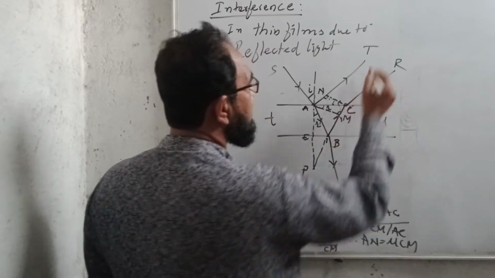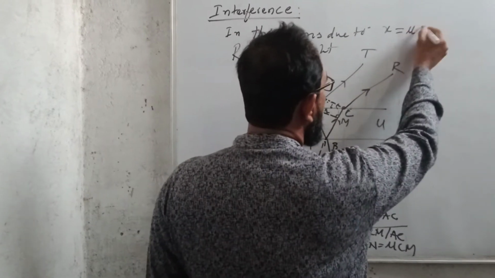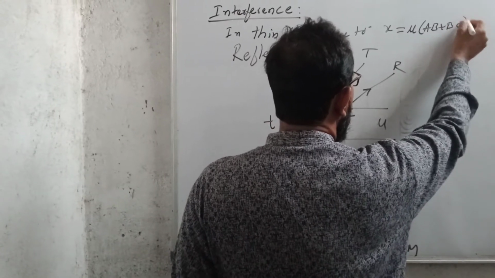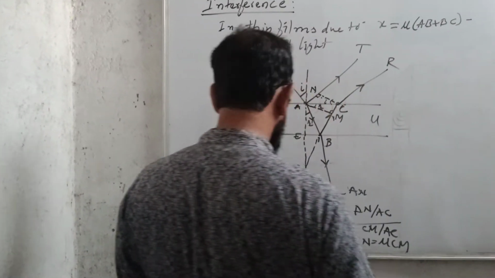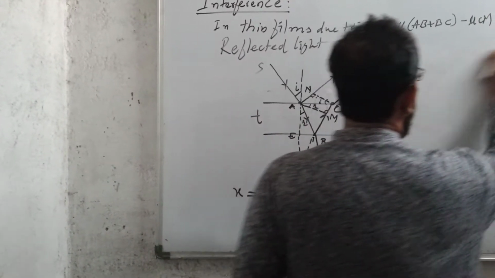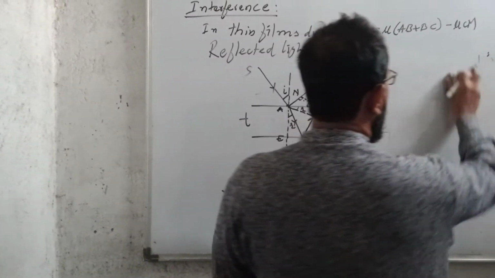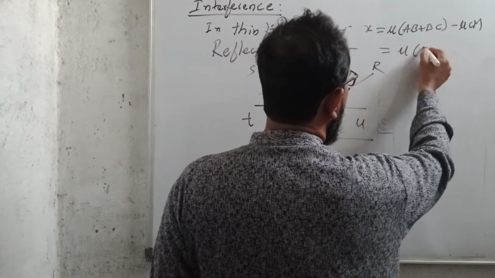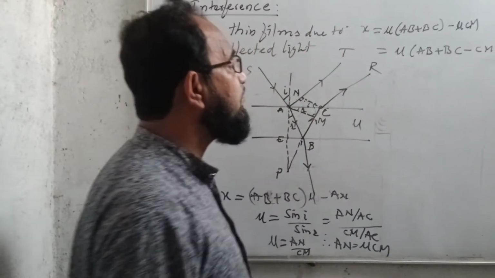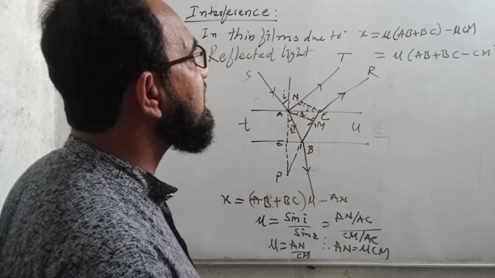So this distance x will be equal to mu AB plus BC as it is, minus, for AN I will write mu CM. Now mu is common, mu is taken common. If mu is common, then AB plus BC minus CM.